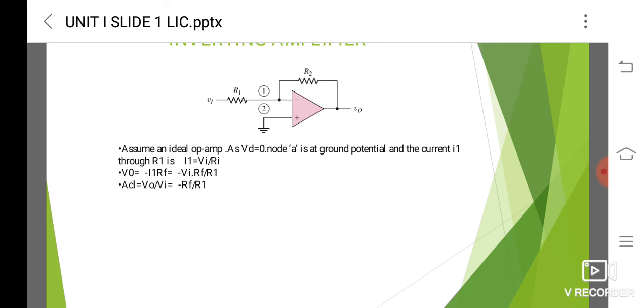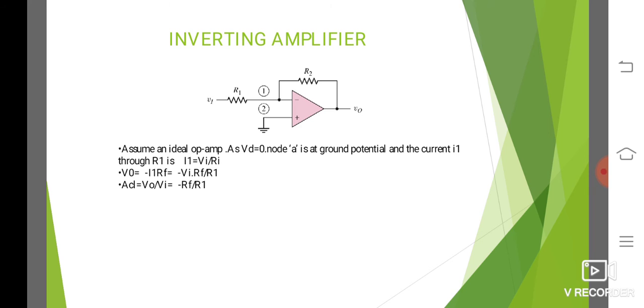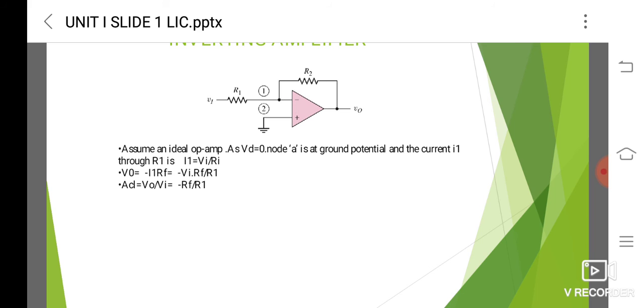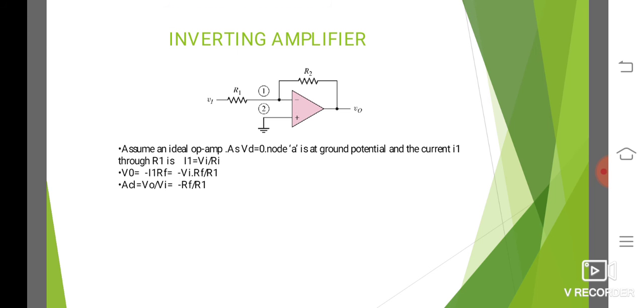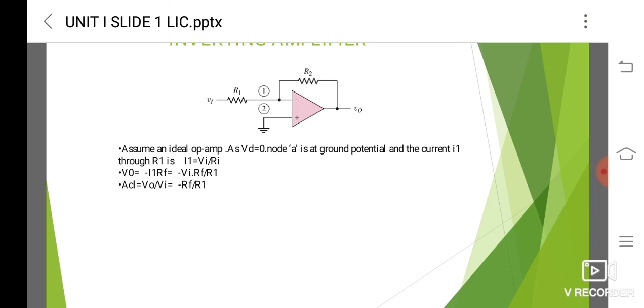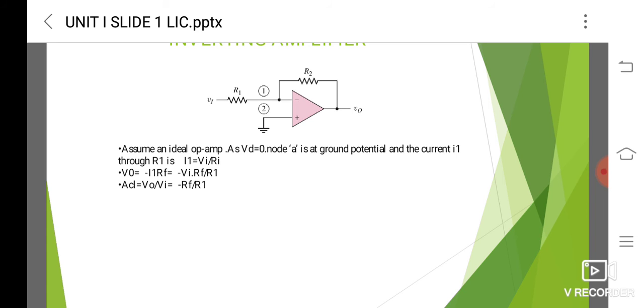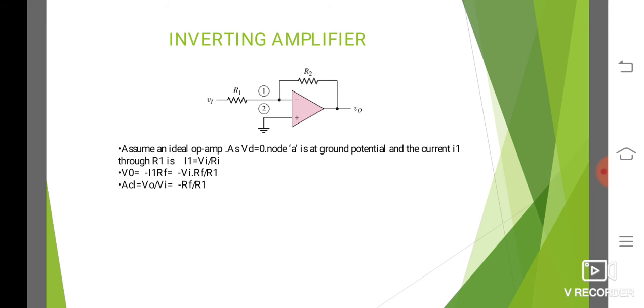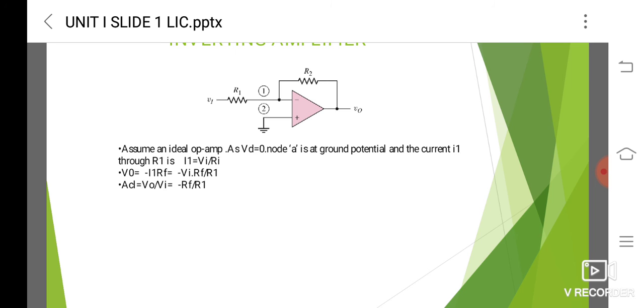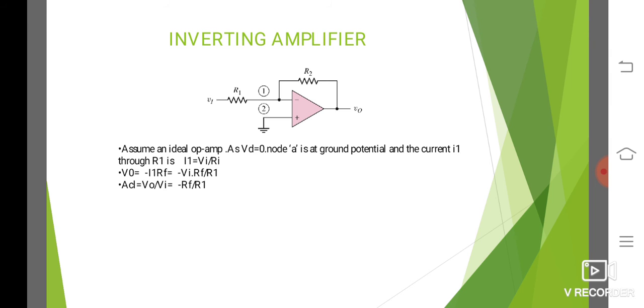Here the input signal Vi is applied to the inverting input terminal through R1, and the non-inverting input terminal of the op-amp is grounded. For simplicity we assume that this is an ideal operational amplifier, so Vd equal to 0, that is, the difference between the two input voltages is equal to 0. Therefore, at node A, which is virtually grounded, we take the current flowing through it as I1.